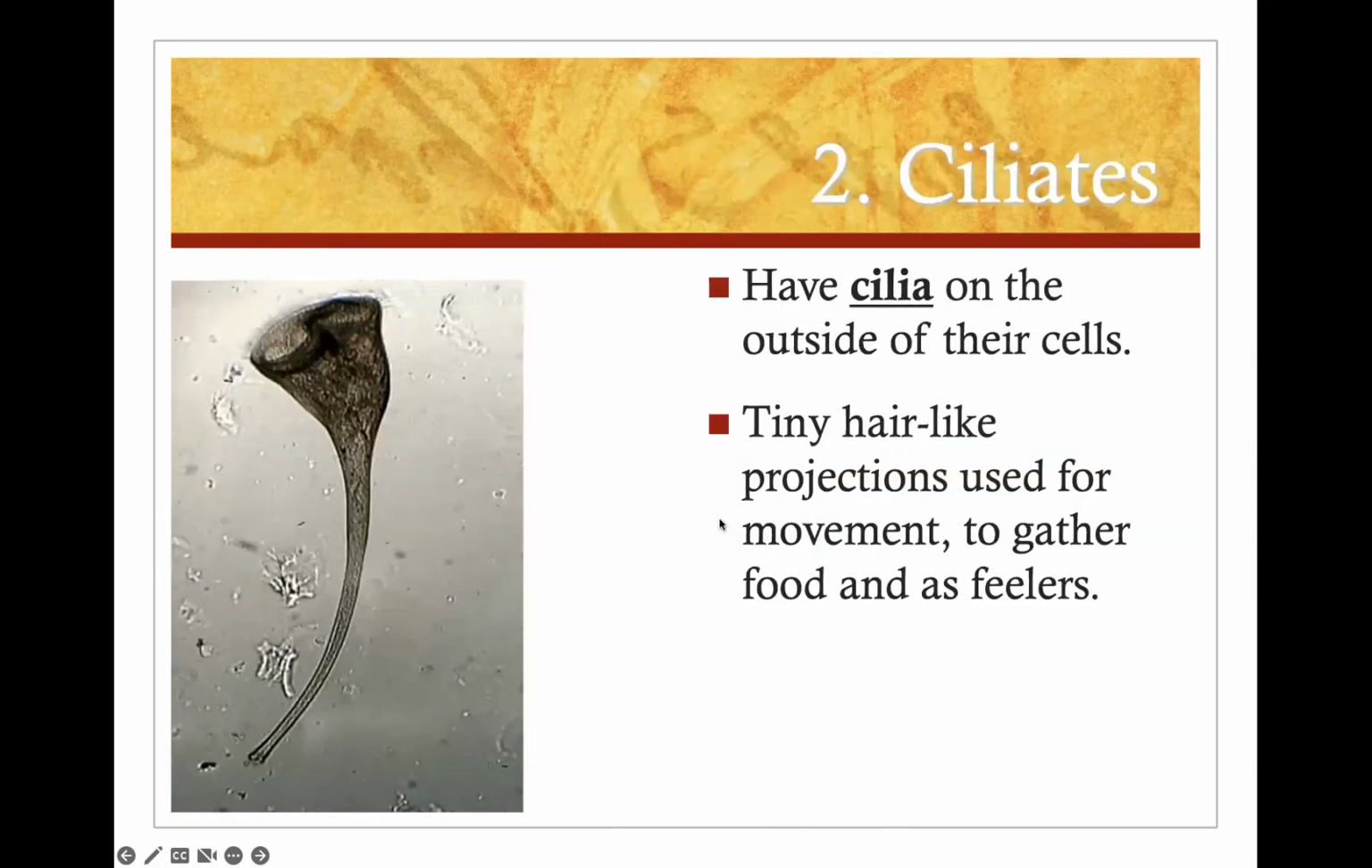So another group of animal-like protists are the ciliates, right? The ciliates are going to be characterized by the presence of cilia on the outside of their cells, right? These cilia are going to be these tiny hair-like projections that are also used for movement. They're used to gather food, for responding to stimuli, and so forth. And so right away, we see a difference here between the amoeba and the ciliates. This group has these tiny hair-like projections protruding from the organism, and it is the cilia that's going to give these organisms the ability to move.